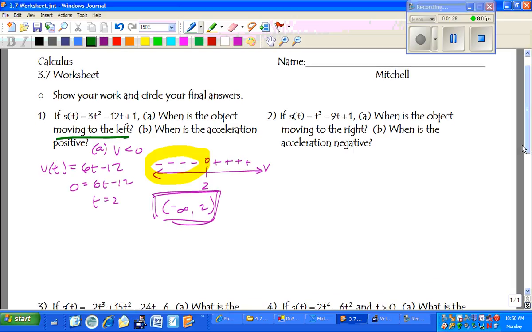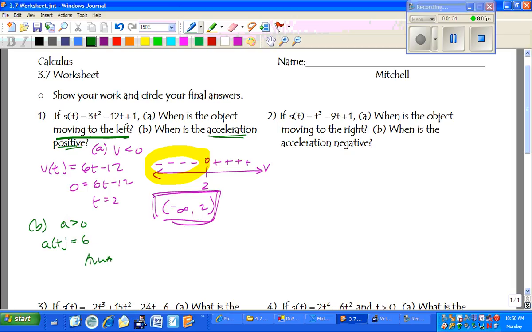For part B, when is the acceleration positive? Well, acceleration is the second derivative. So we have to take the derivative of 6t minus 12. Our acceleration function is just 6. So our acceleration is always 6. There's no variable there. It's not changing at all. So acceleration is always positive.